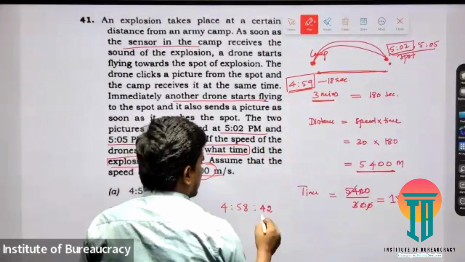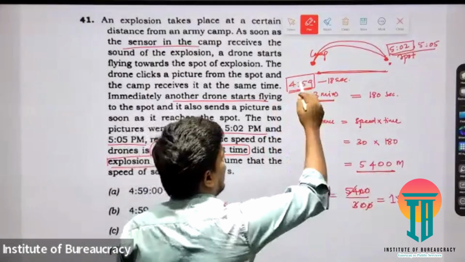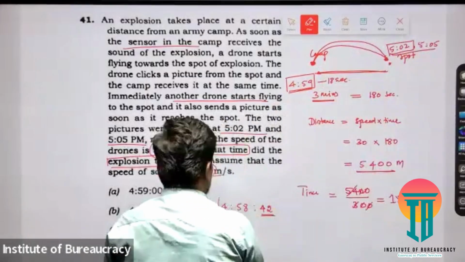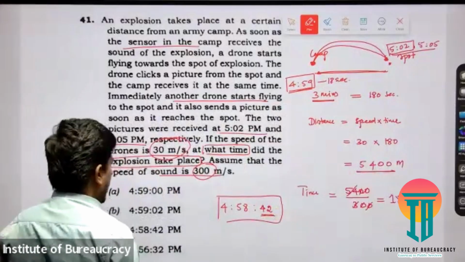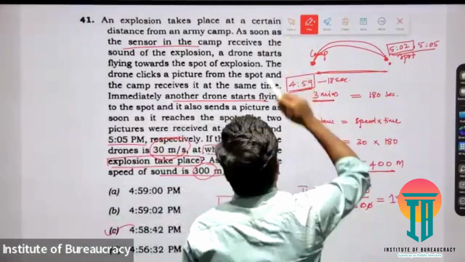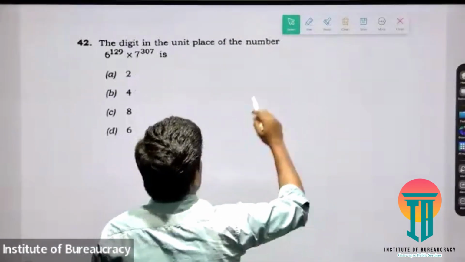If you add 18 seconds, you'll be getting this. If with this you add 3 minutes, you'll be getting this. Another 3 minutes, you'll be getting this. Therefore, the explosion would have happened at this time, 4:58:42 p.m. That's the answer for this question. The next simple question.